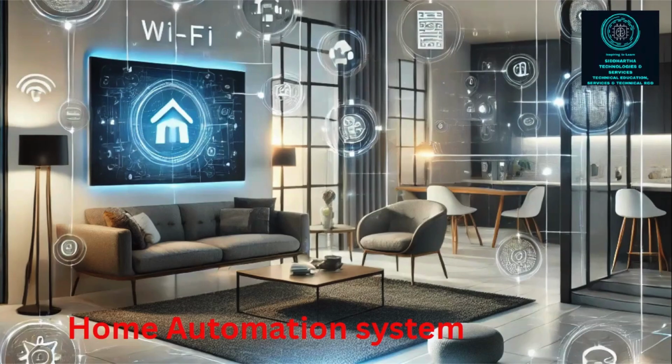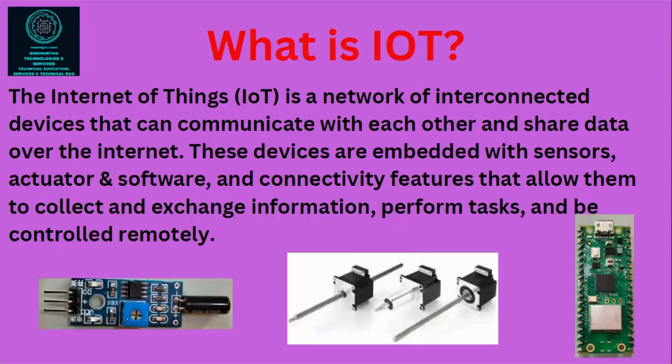Now, before going into this, we have to understand first what is IoT, right? What is the meaning of IoT? We have to know this first. So here it's written, the Internet of Things is a network of interconnected devices that can communicate with each other and share data over the internet.